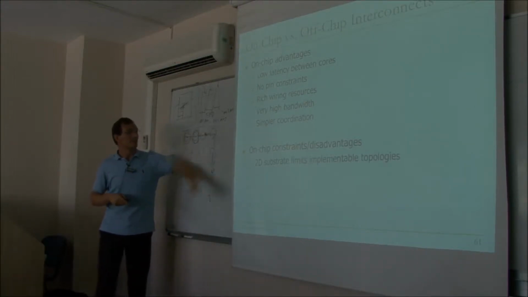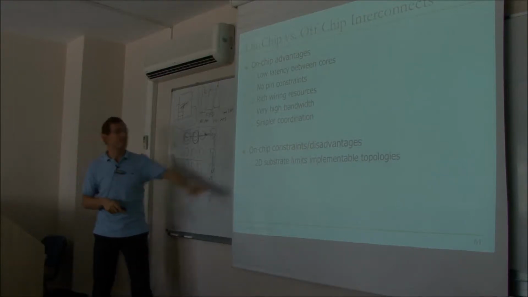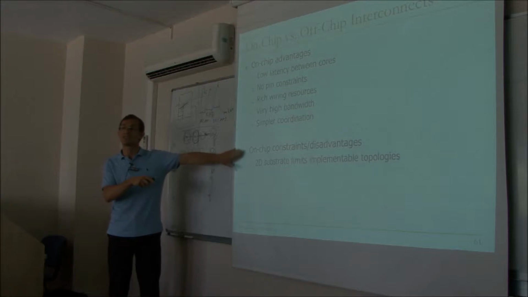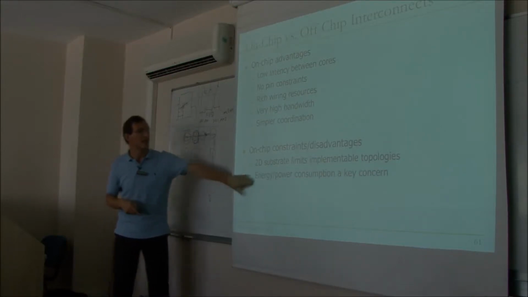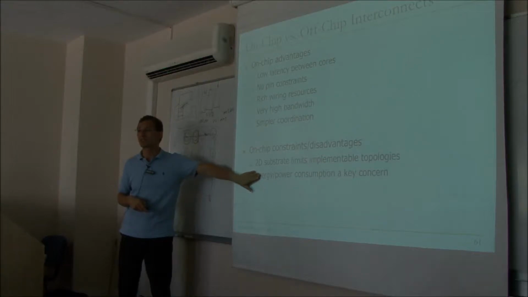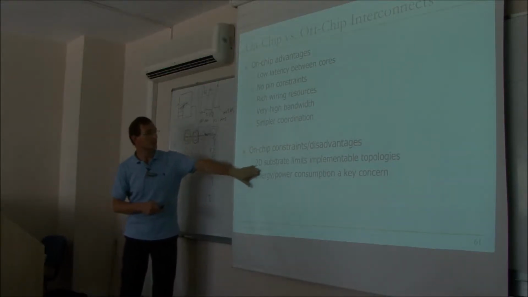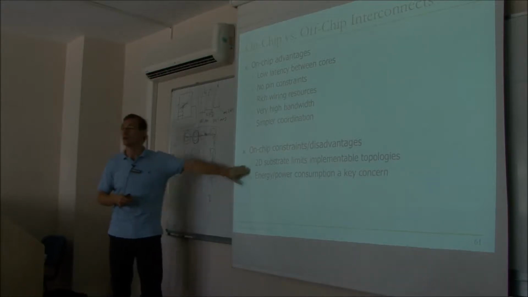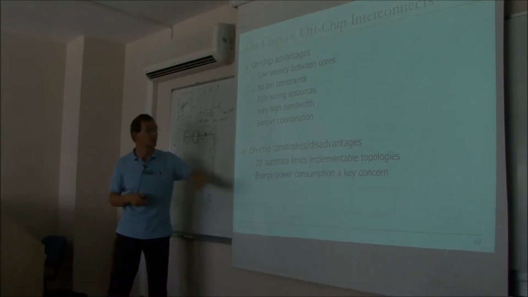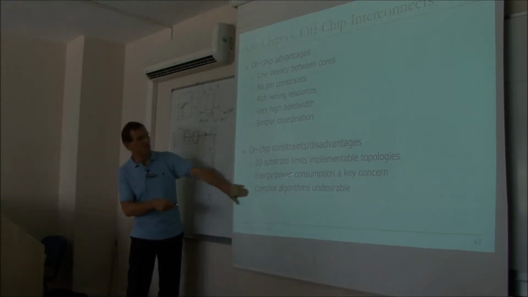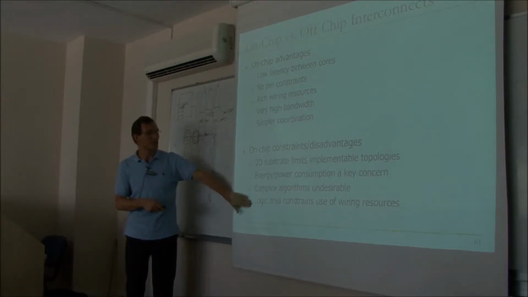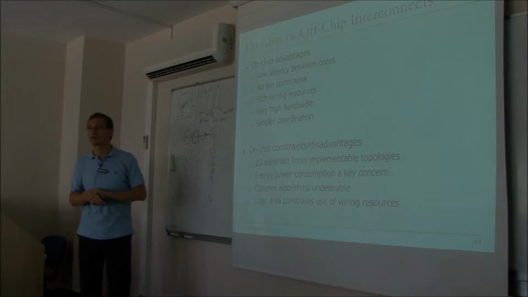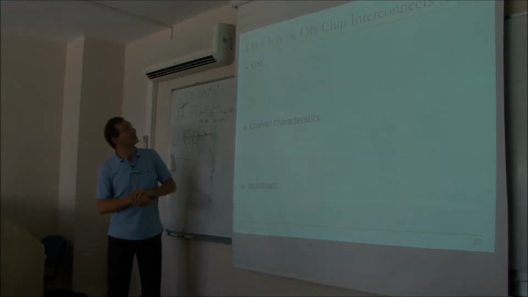There are also constraints on chip which dictate the design to be different. Here you can enable new opportunities, but your design needs to be more carefully done. You have a two-dimensional substrate that limits implementable topologies. And energy and power consumption is a key concern, which is less of a concern off-chip, because you can always scale the power supply, whereas it's a lot more difficult to scale it on-chip. And complex algorithms are undesirable because of these reasons. Even though there are a lot of wiring resources, logic area constrains the use of the wiring resources. Okay, so let's take a look at this in a little bit more detail.